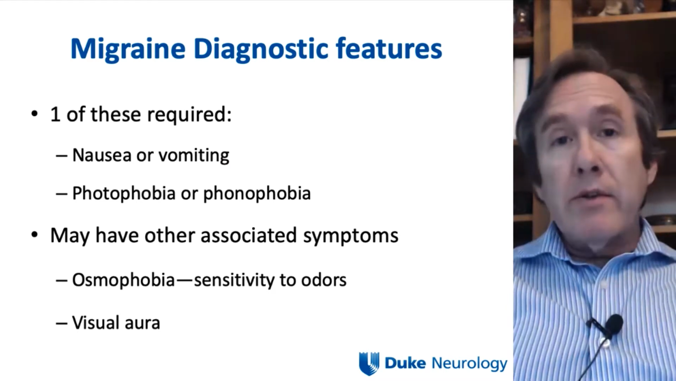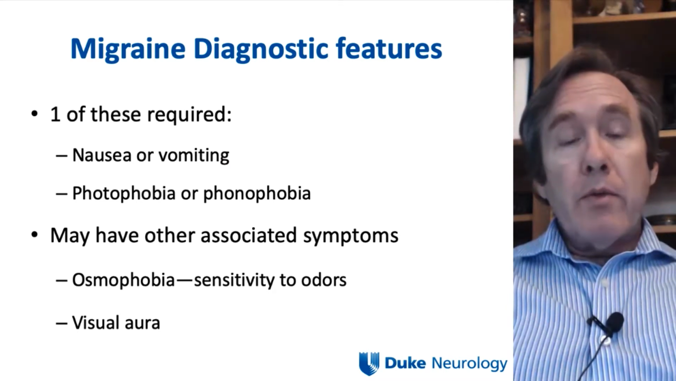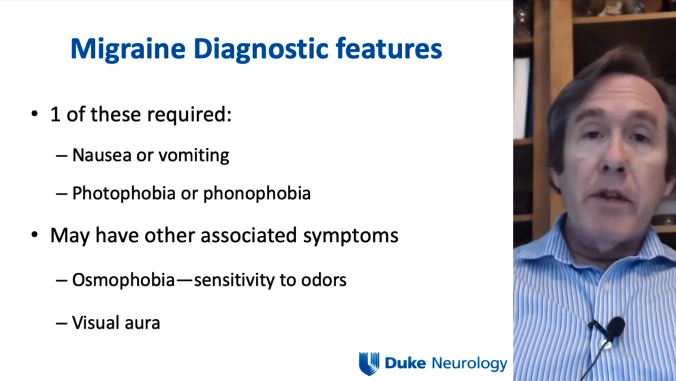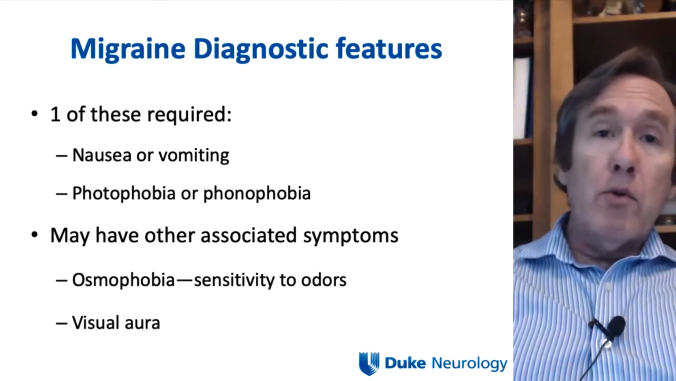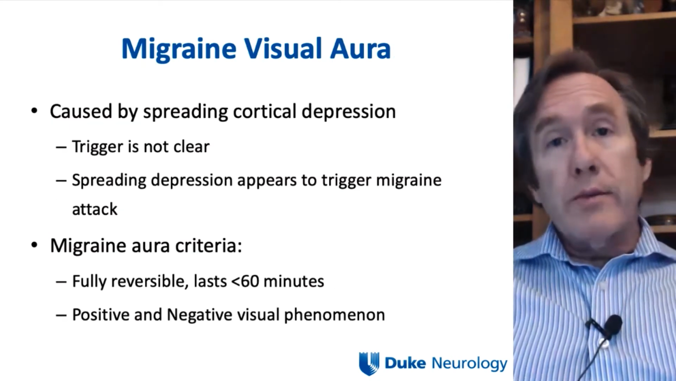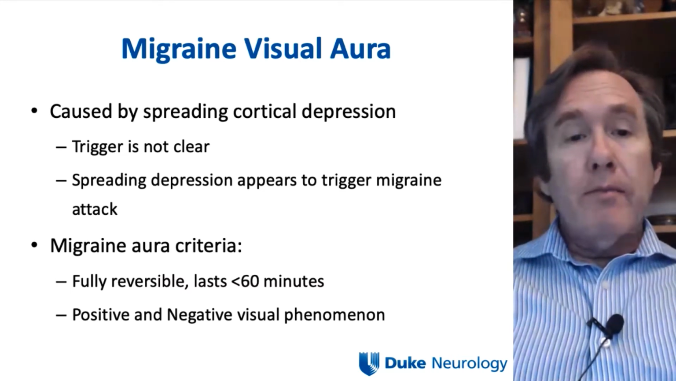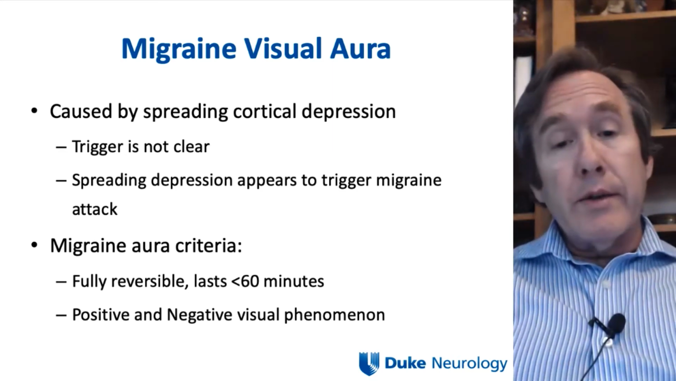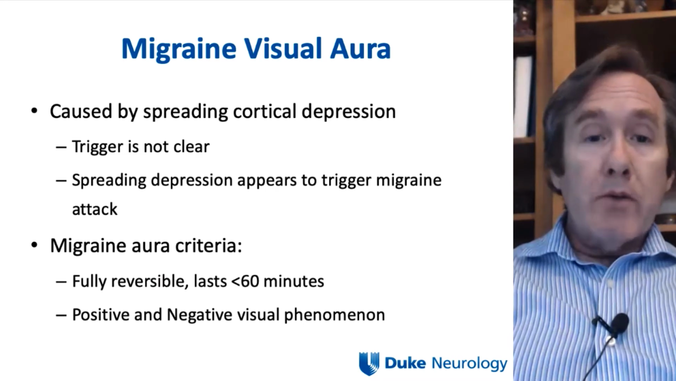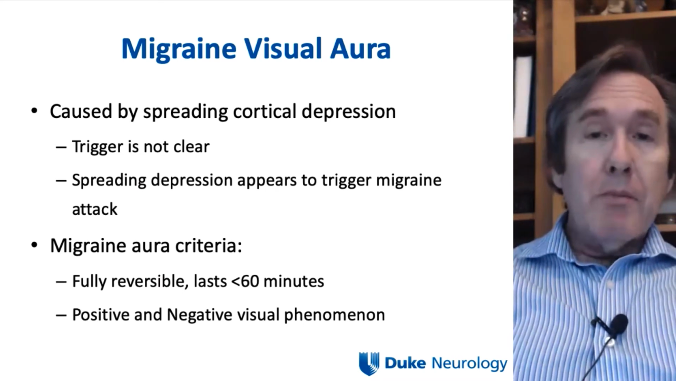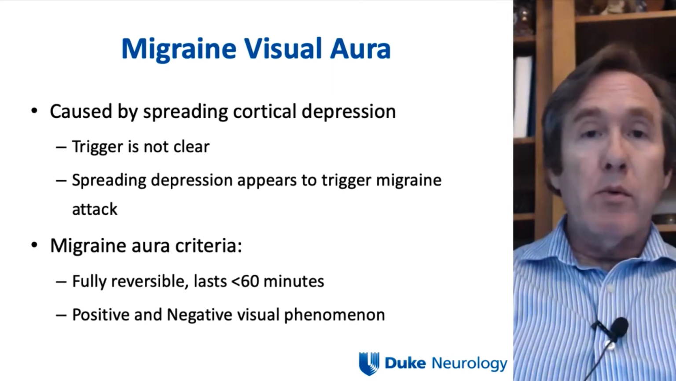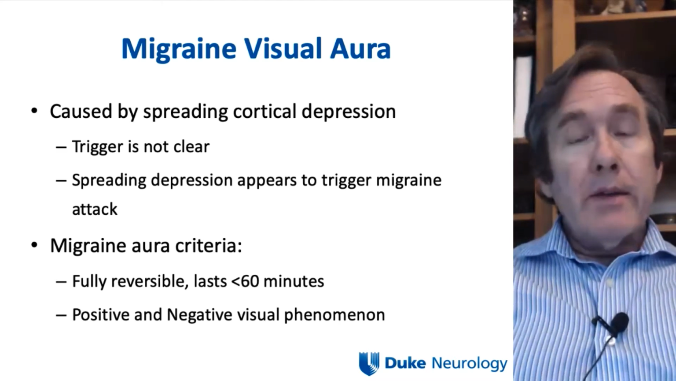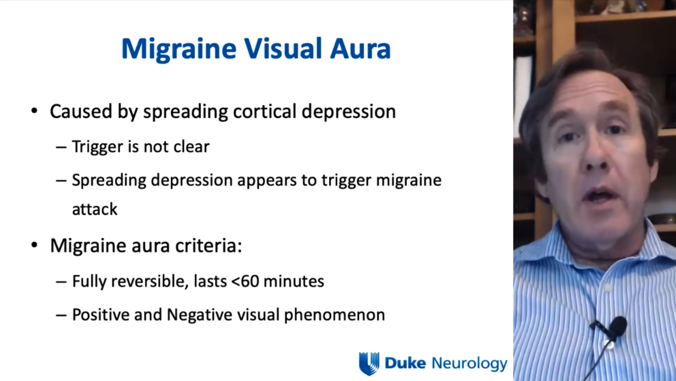So at a minimum, patients need to have 3 of the symptoms described above, but may have additional symptoms such as sensitivity to odors that we call osmophobia, or a typical migraine aura. Migraine visual aura is present in about 1/3 of the patients that have migraine, and the trigger for the migraine aura is not clear. Migraine aura's underlying cause is spreading cortical depression, which may in fact trigger a migraine headache in patients. A migraine visual aura is a fully reversible visual phenomenon that gradually spreads and becomes larger and then fades out on the periphery of their vision. It's normally composed of both positive and negative visual phenomenon.